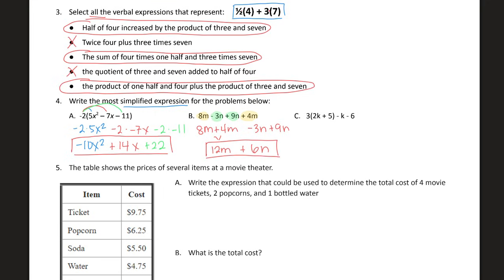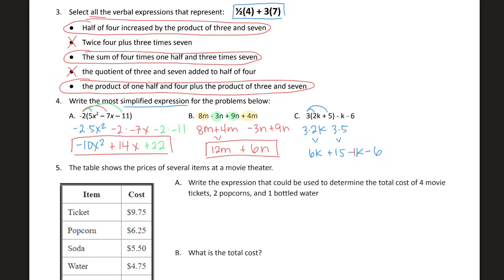All right, let's look at C. I have parentheses, so first I'm going to distribute. So I'm going to do 3 times 2k, which is 6k. And then I'm going to do 3 times 5, which is positive 15. And then I'm going to bring everything else down. I have minus k and I have minus 6. Remember, when there's no number in front of a variable, that number is 1, which is going to help us when we combine like terms.